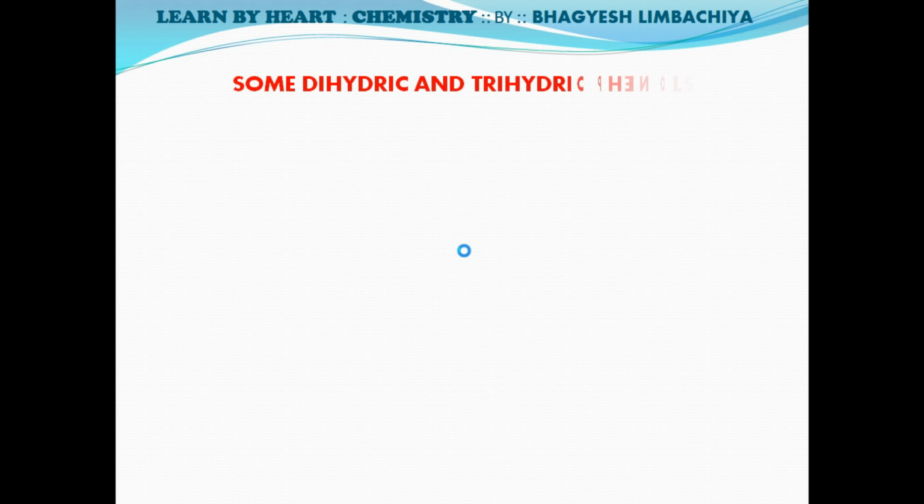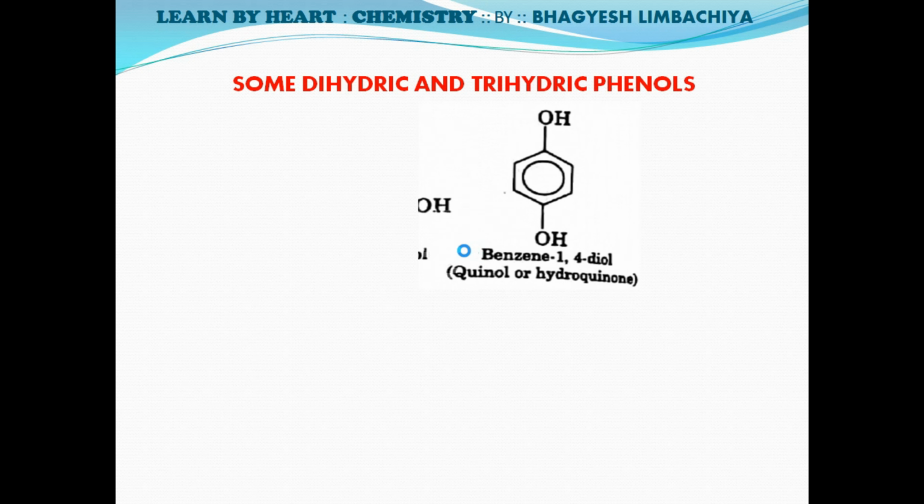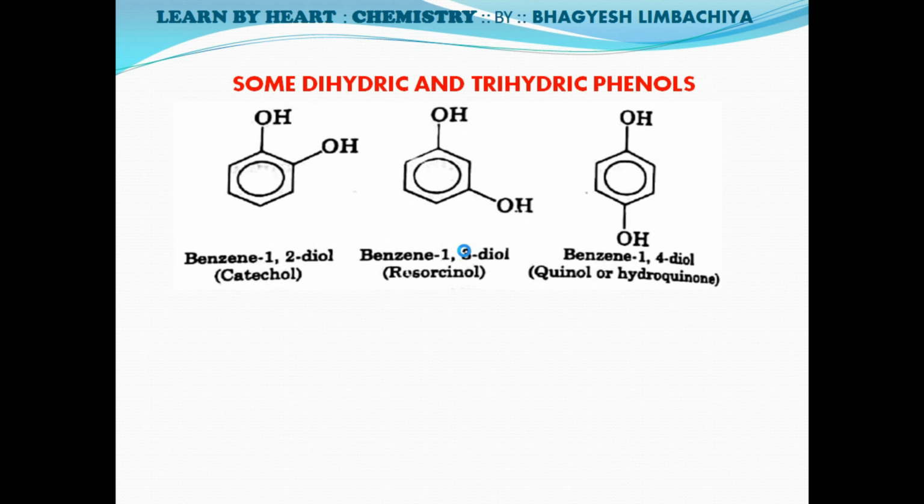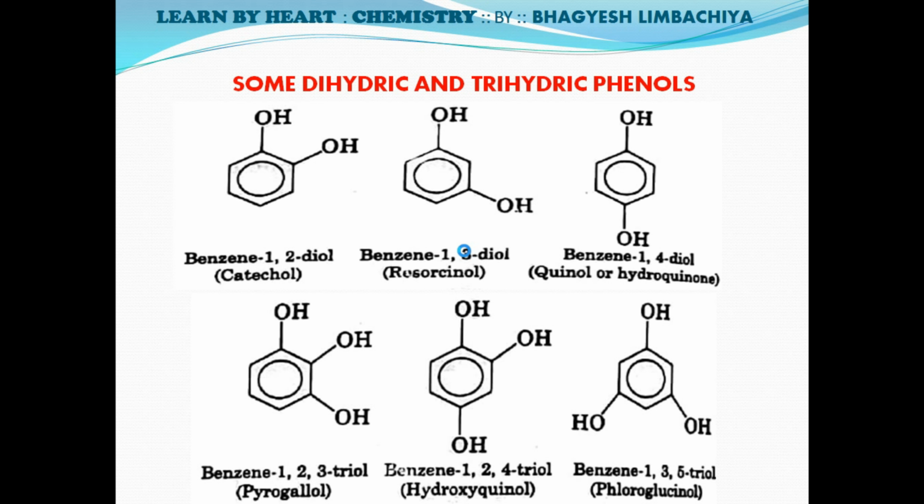Some dihydric and trihydric phenols: benzene-1,2-diol is catechol, benzene-1,3-diol is resorcinol, and benzene-1,4-diol is quinol or hydroquinone. And next examples are given to you. First is pyrogallol, that is benzene-1,2,3-triol. Next is benzene-1,2,4-triol, that is hydroxyquinol, and third is benzene-1,3,5-triol. It's phloroglucinol.